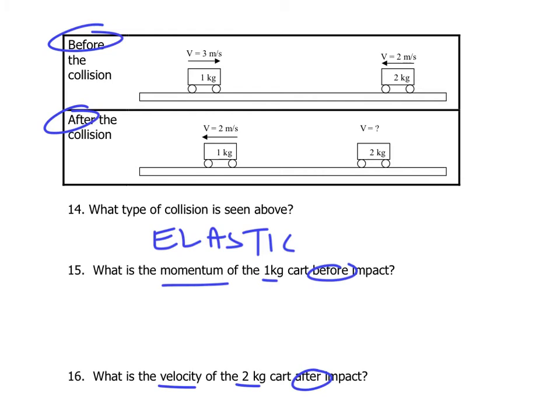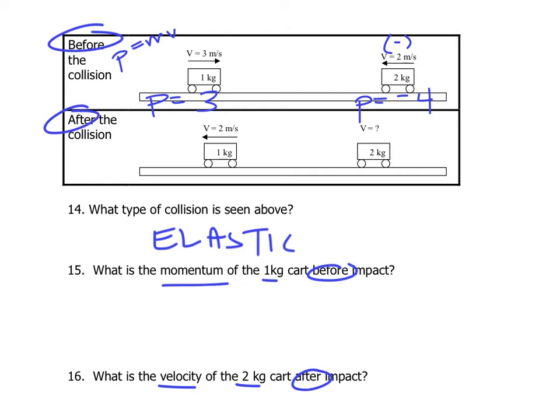Okay, so let's start by solving for the momentum of each cart. I know that momentum is mass times velocity. So if I want to find the momentum of the first cart, I take that cart's mass, which is 1, multiply it by its velocity, which is 3, and I get a momentum of 3. This cart over here to the right, it's got a mass of 2, and it's got a velocity of 2. However, the velocity is pointing to the left. The arrow here indicates it's a leftward movement, which means that my velocity is now a negative. So it's a positive 2 times a negative 2, which gives me a negative 4.